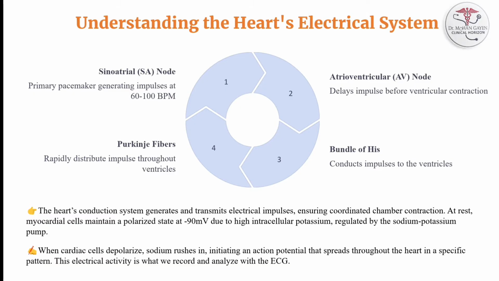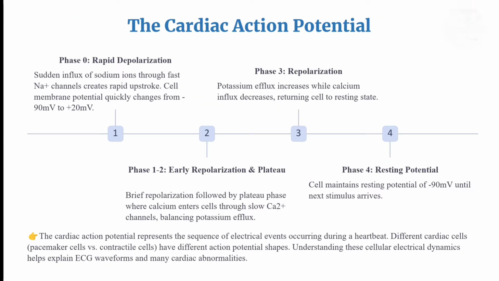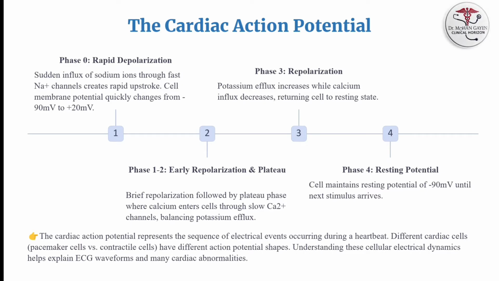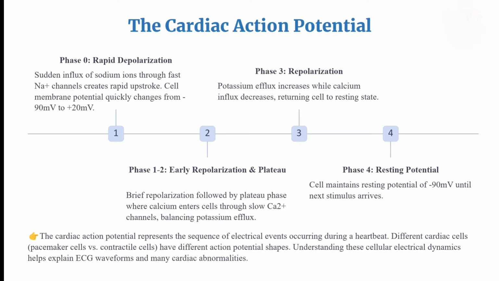The cardiac action potential. At the cellular level, the heartbeat is driven by the cardiac action potential, which follows a distinct sequence. Phase 0, or rapid depolarization, occurs when sodium ions rush into the cell, creating a sharp electrical spike. Phases 1 and 2, early repolarization and plateau, involve calcium influx and potassium outflow, ensuring a sustained contraction that allows the heart to effectively pump blood.